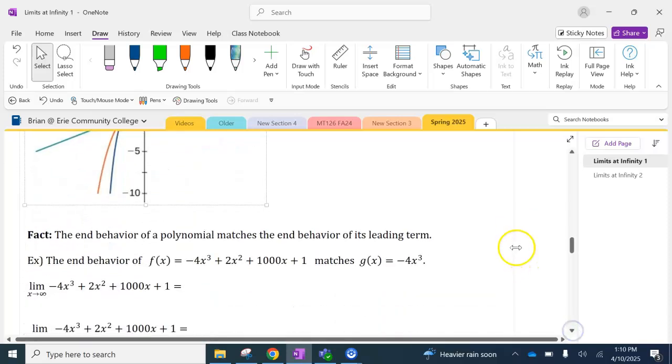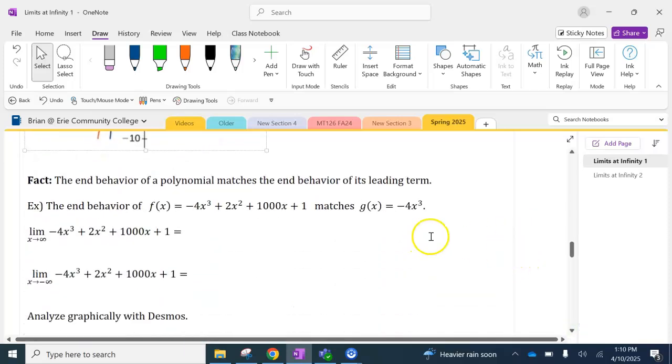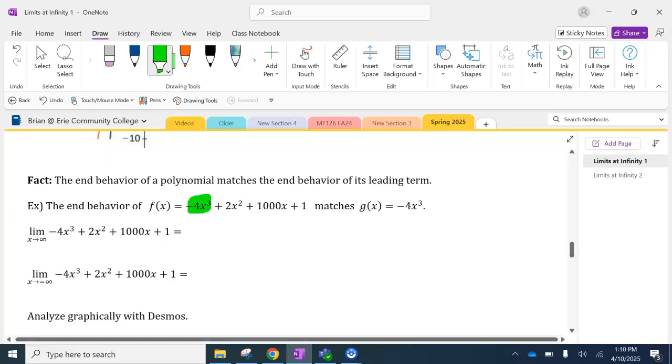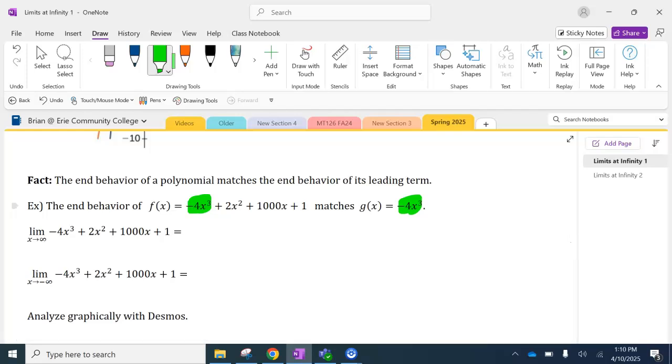Now let's think about the end behavior for polynomials. It turns out that the end behavior of a polynomial matches the end behavior of its leading term. So I'm going to do a little bit of work to show this, and then we will look at this graphically. So what's our leading term? Our highest power of x term is negative 4x to the third power. So that matches what the end behavior of just that function is.